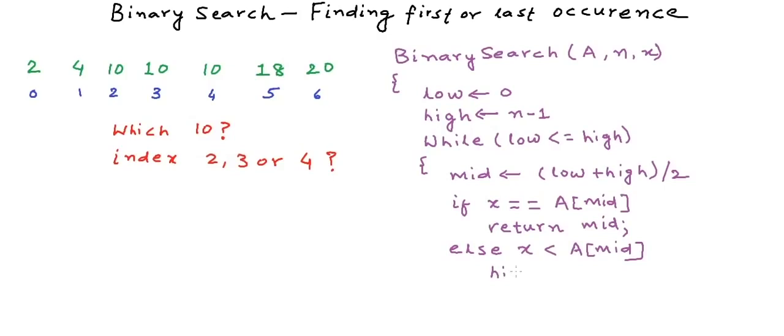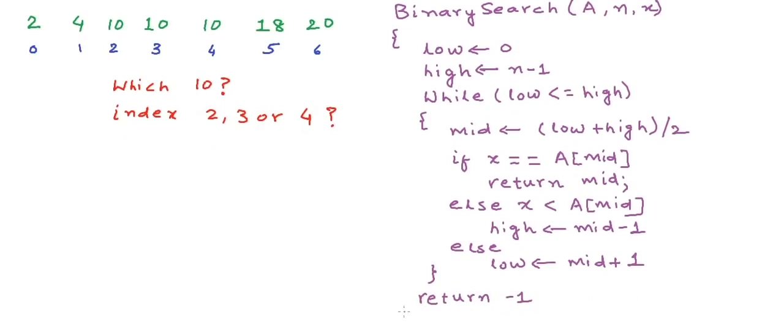If x is less than the mid element, we adjust high to mid -1 to say that x is now probable to lie before the mid element. The third and default condition is when x is greater than the mid element. So in this case we adjust low to mid plus 1. And if we come out of this while loop without finding x, then we return -1 to say that we could not find x in the array.